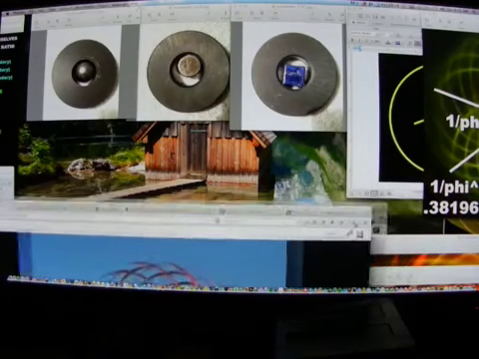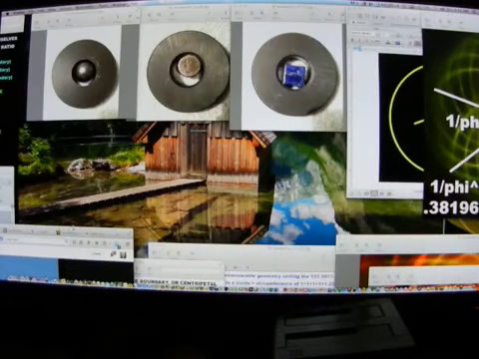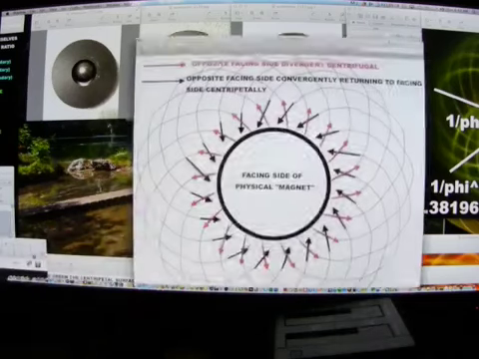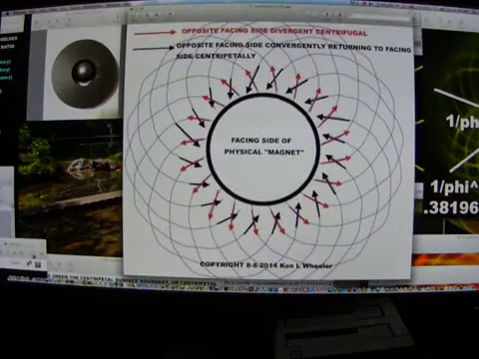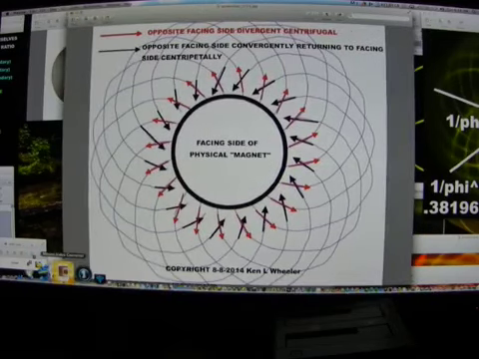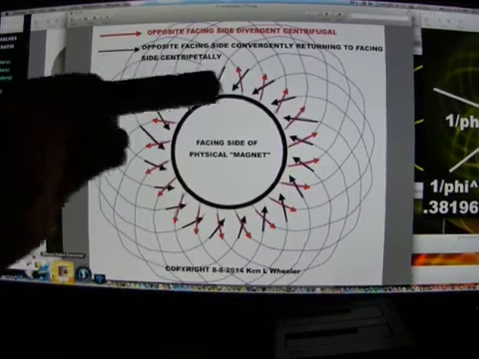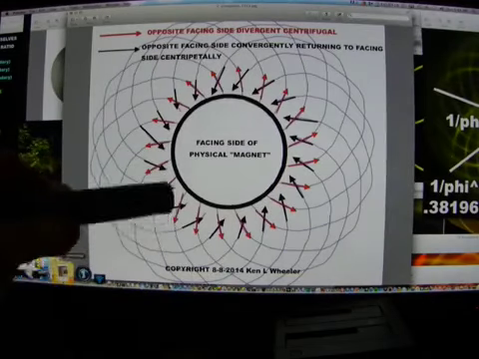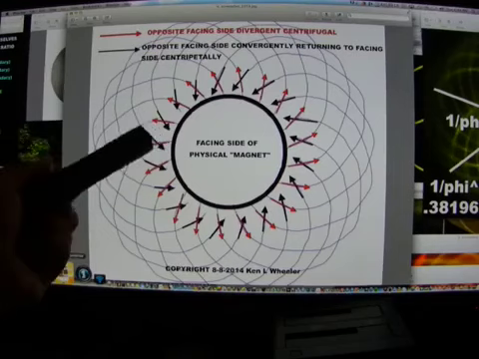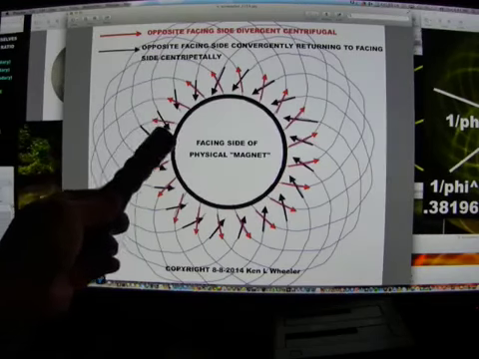It's been proofed. I had the math before I had the final proof, but before we get to that, let's take a look at what is happening on our magnet. We're only looking at one side. Here we have our facing side of our magnet. Black line here. Now you see, opposite side divergent centrifugal. So we take a look at our red arrows.